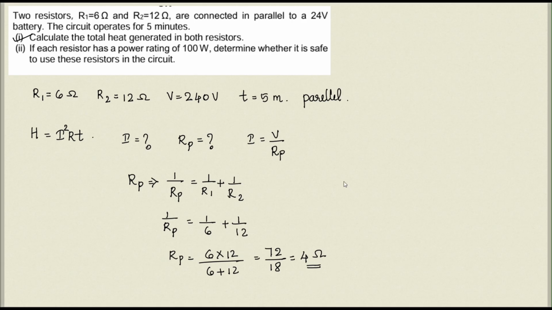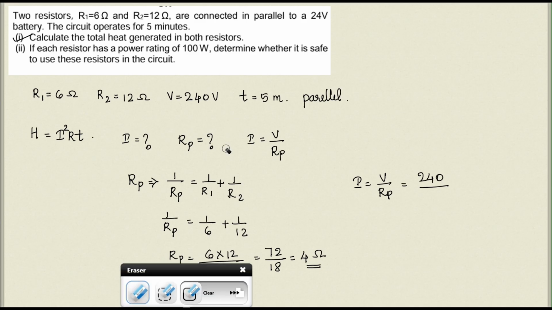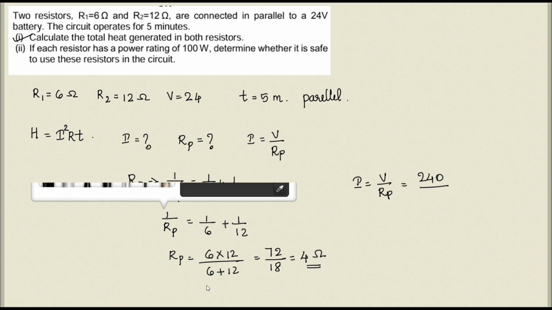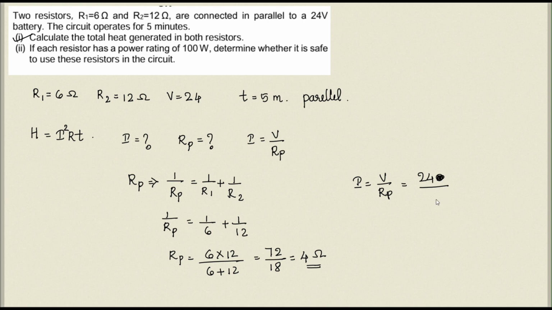And now we can find the total current. How much will be the total current? Total current I will be equal to V by Rp. So that is 240 by, yes, it is given as 24, not 240 volt, it is 24 volt. So it would be 24 by the Rp value, which is 4. So that would be 6 ampere. So the total current passing through the circuit is 6 ampere.